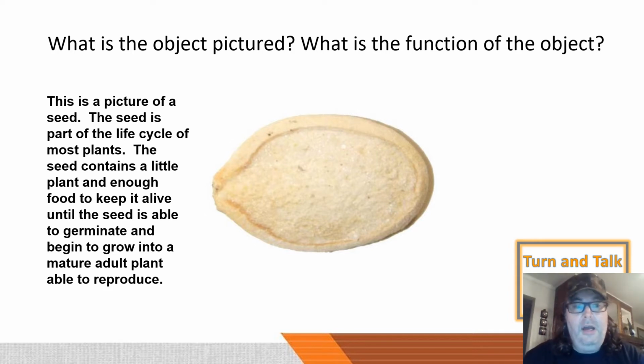A seed is a part of the life cycle of most plants. Most plants start off as a seed. The seed contains a little plant and enough food to keep it alive until the seed is able to germinate, to start to grow and begin to grow into a mature adult plant, able to reproduce on its own. Germinate is the next step. To germinate means to grow to the next stage.